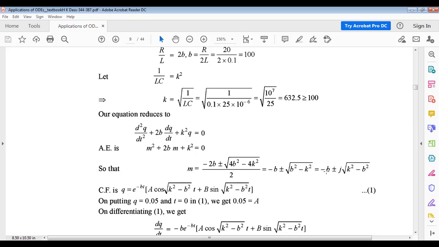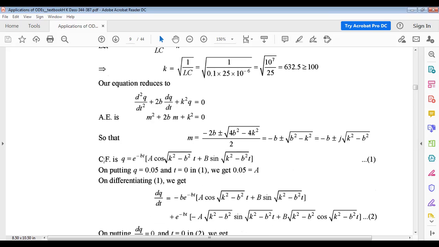Now here minus b plus minus root over k square minus b square. That means taking k square first and b square last, so there is minus 1. So minus 1 means what? i square. But we have taken z here in place of i, imaginary number. So the complementary function will be q equals to what? e to the power minus bt, A cos root over this t plus B sine root over this t.